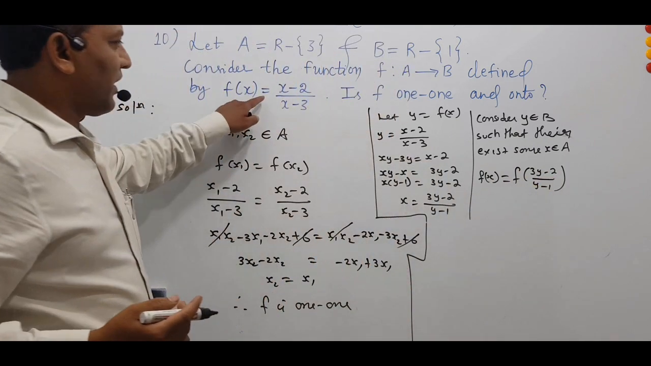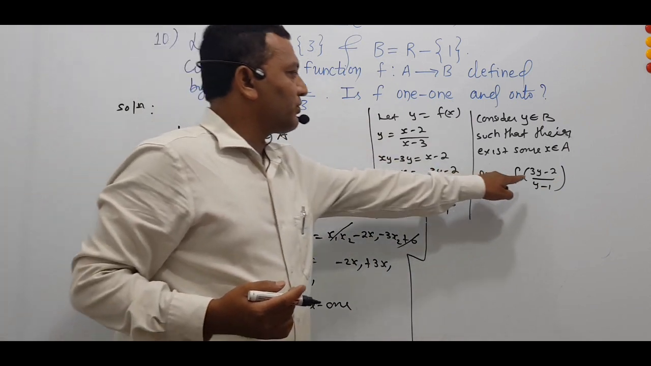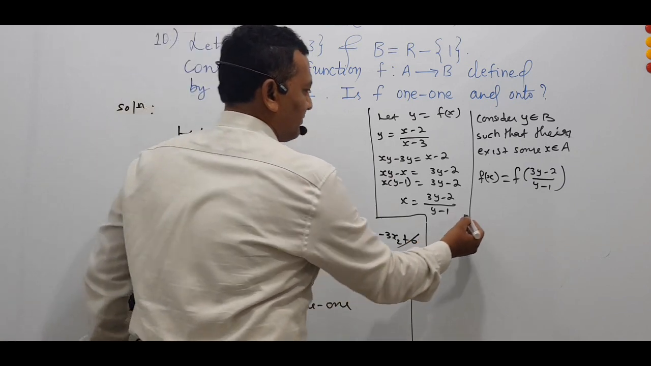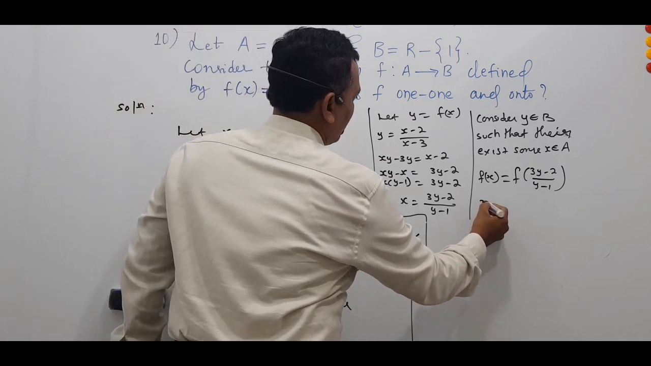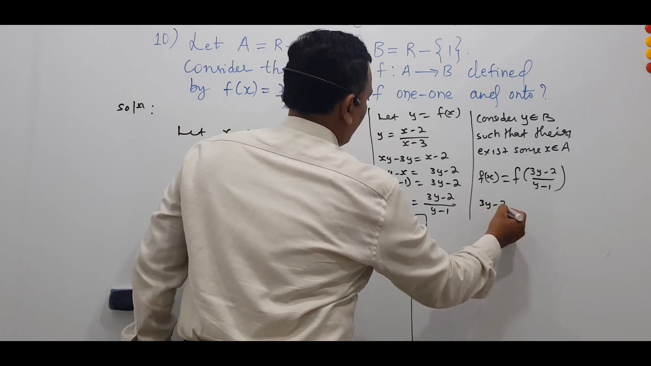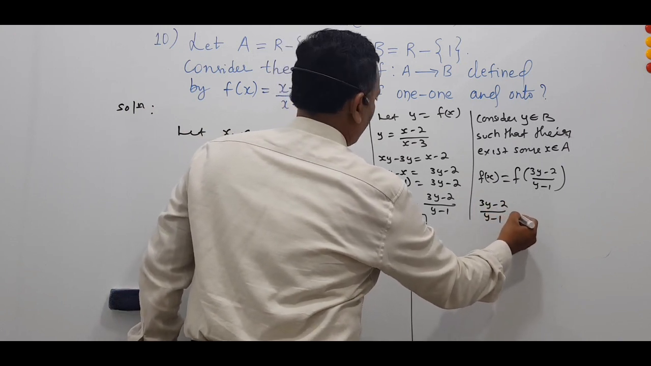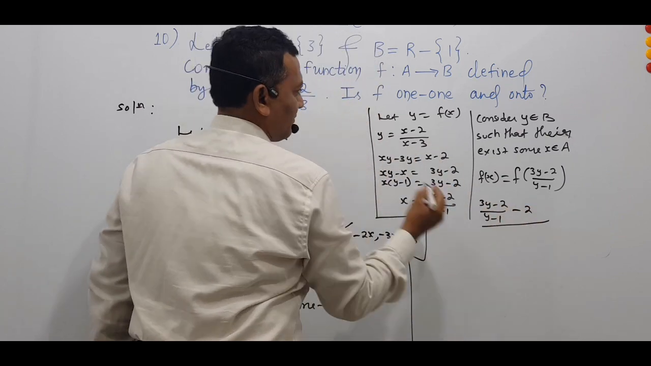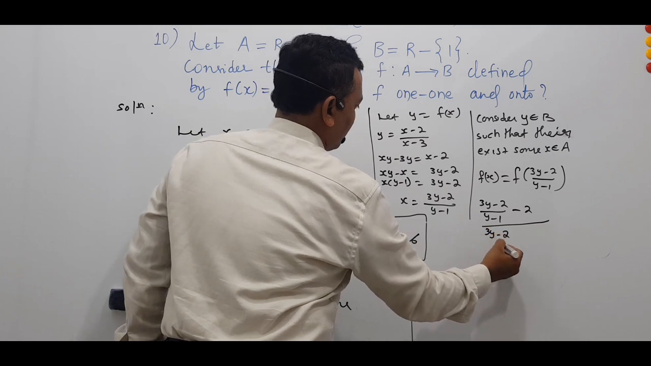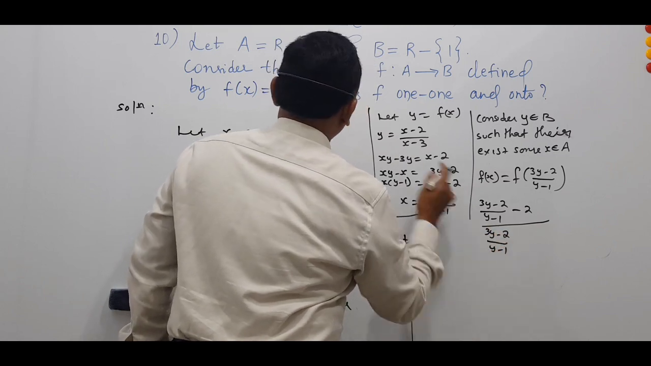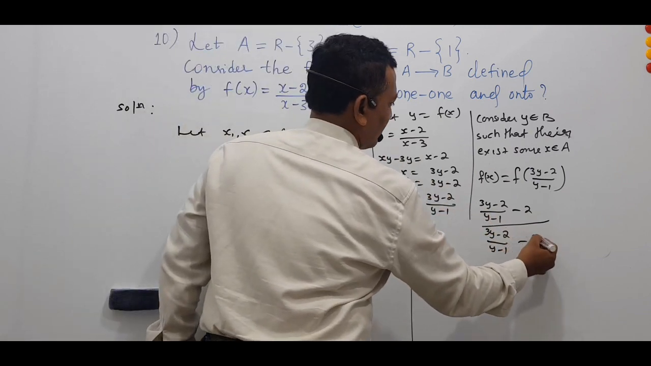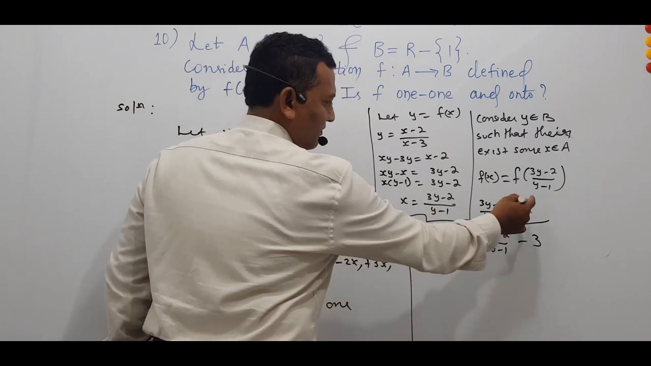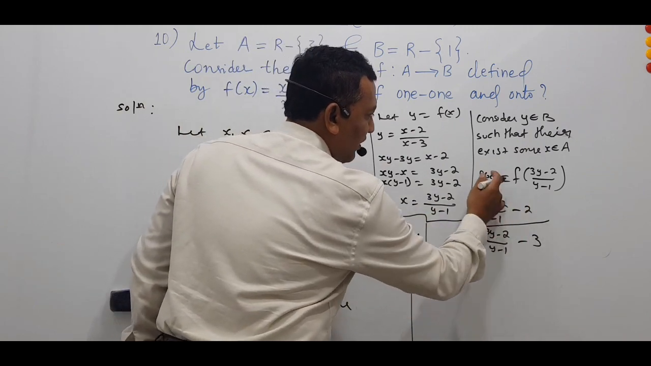Now we know what f(x) we have here. In the place of x, we have to substitute the function we got, that is (3y - 2)/(y - 1). Now when you substitute here, we will get ((3y - 2)/(y - 1) - 2) all divided by ((3y - 2)/(y - 1) - 3). This is the f(x) function I am substituting here. Now I will simplify this part.